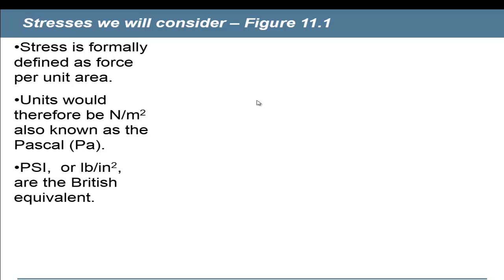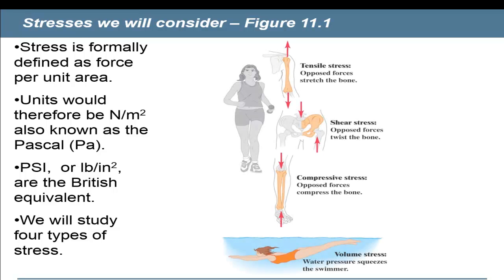In British units, it would be PSI, or pounds per square inch, or pounds per inches squared, and that is the equivalent of stress in British units. There are 4 types of stresses that we'll consider in this chapter. The first one being a tensile stress.